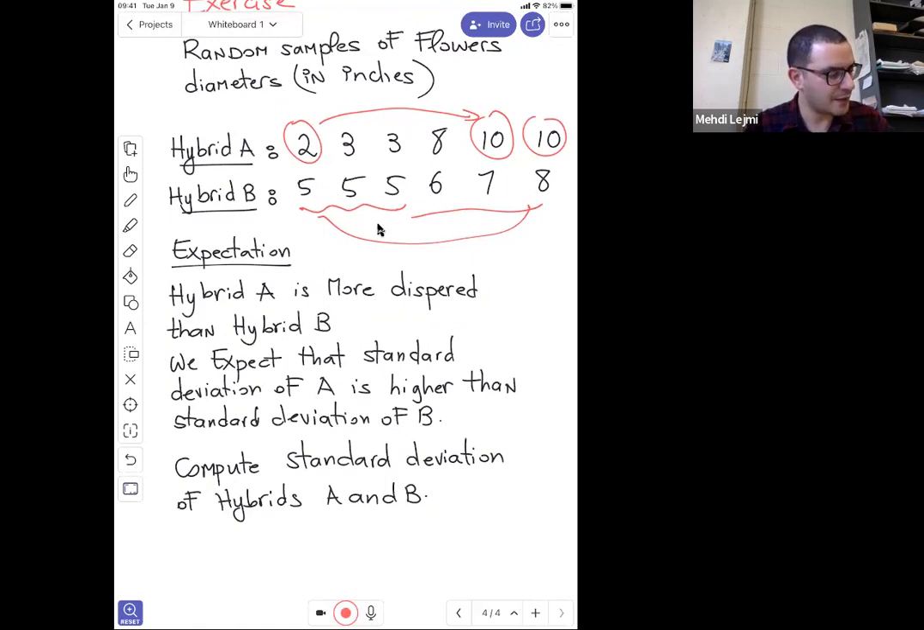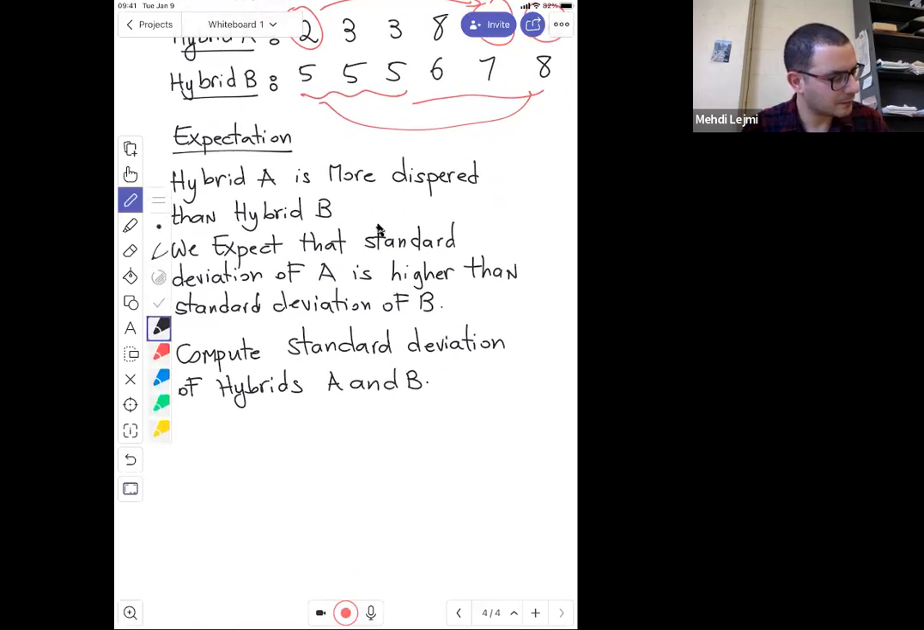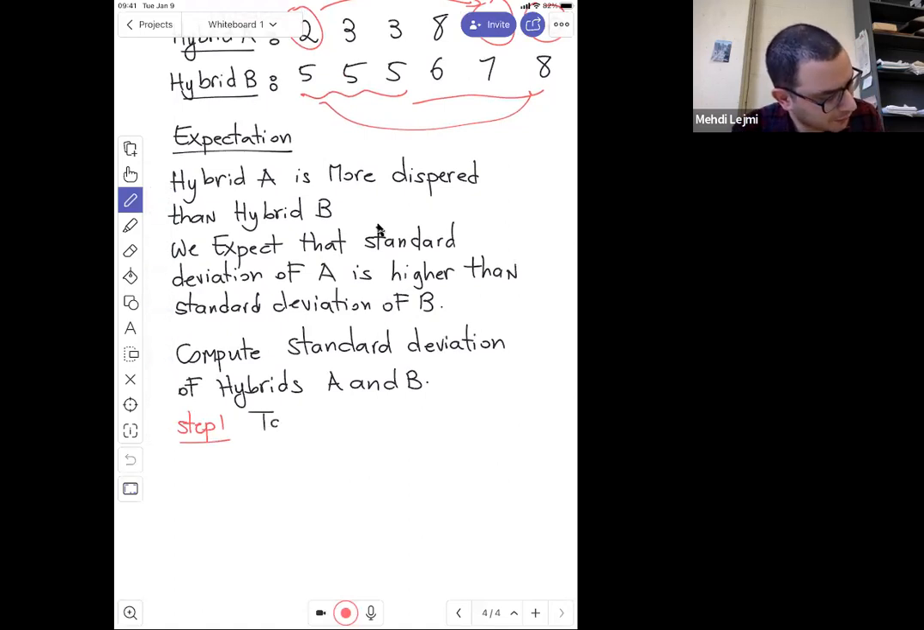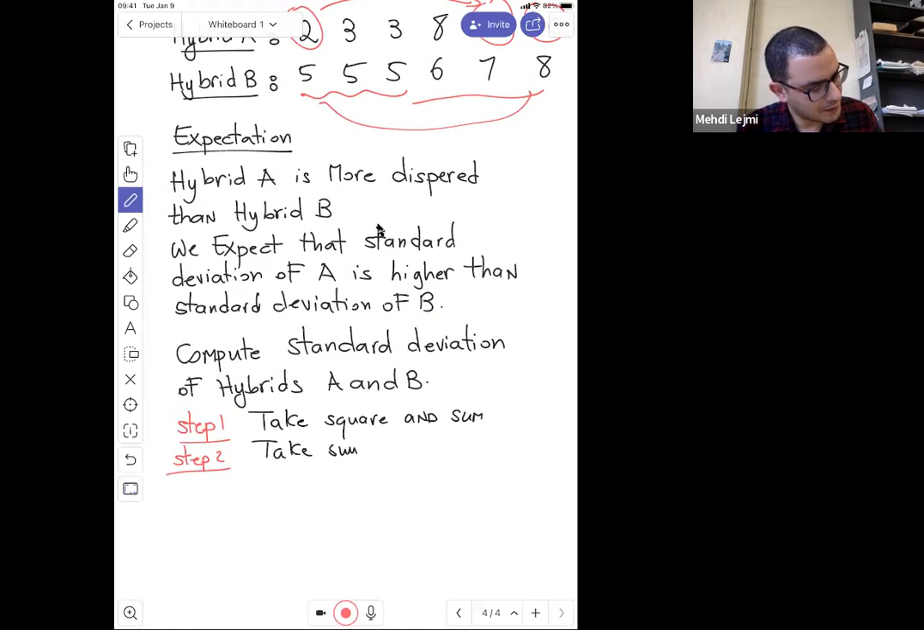I'm just going to remind you of the steps, okay? So we said step one: take the square, and then the sum of the squares. Step two, you take the sum first of the data values, and then square the answer. Take the square of the answer.